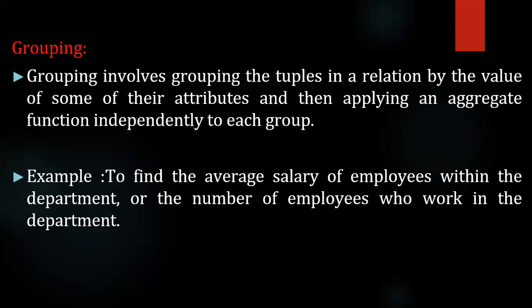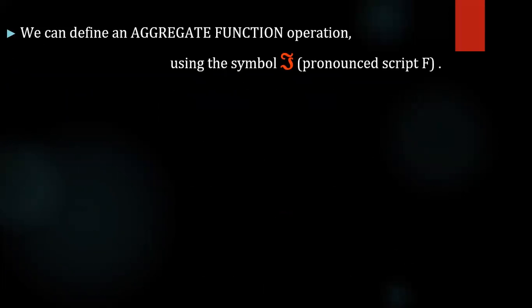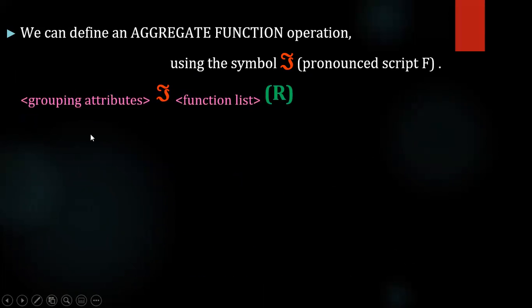Here we'll see some example queries where we can apply aggregate and grouping attributes. To define the aggregate operation, we need to use this symbol, which is pronounced as script F. This script F is used to indicate an aggregate function. The syntax is grouping attribute, script F, function list. Here the grouping attribute is the name of the attribute, like department wise, employee wise, section wise, location wise, name wise, date wise.